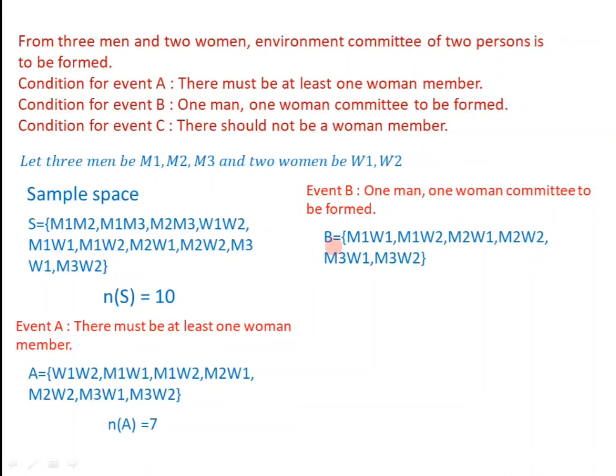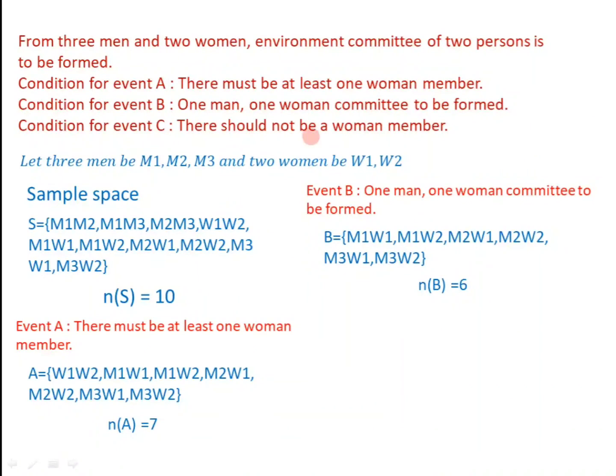And those committees are M1W1, M1W2, M2W1, M2W2, M3W1, M3W2. So these are the only elements which have one man and one woman. The first four elements, that is M1M2, M1M3, M2M3 and W1W2, cannot be a part of this set as they have either men or women, and we need a committee which has one man and one woman. So these are the sample points for event B. These are total 6 elements, that's why n of B is equal to 6.